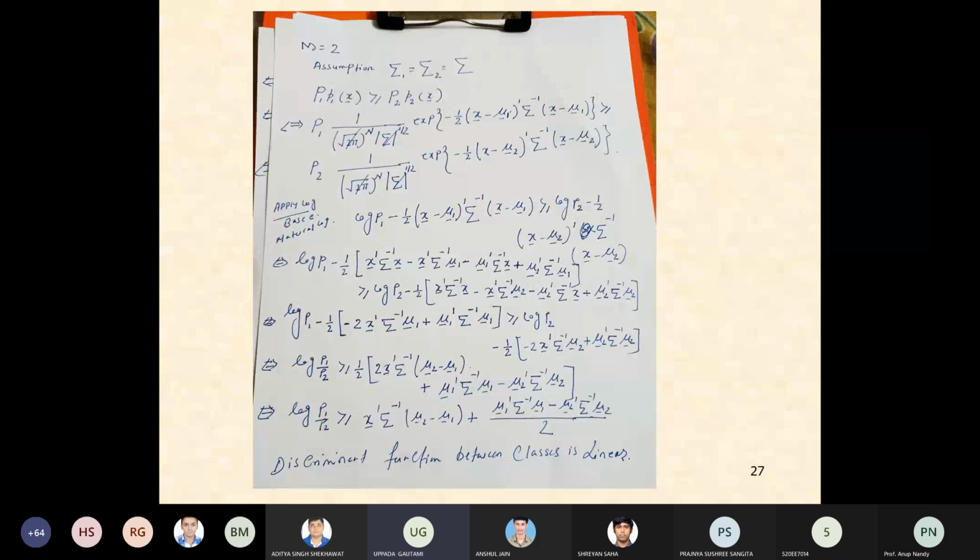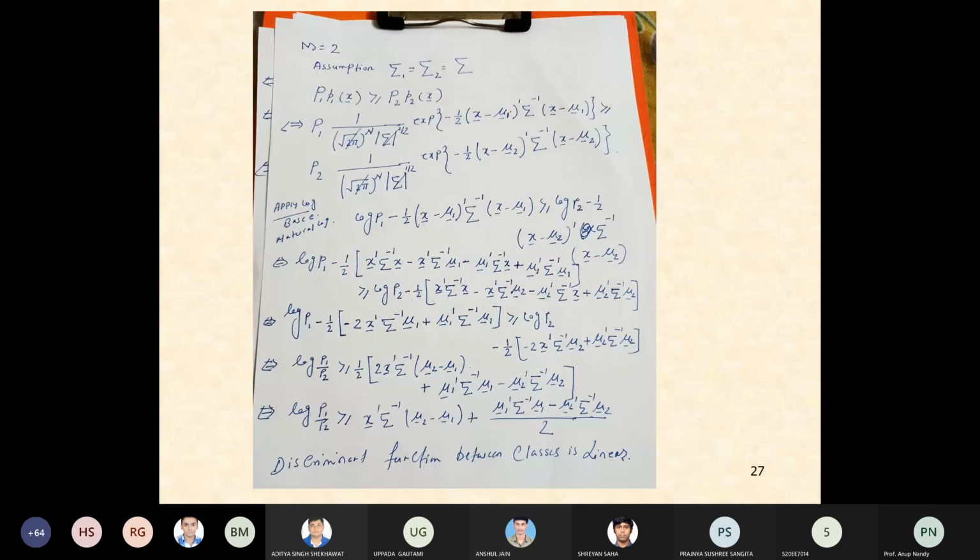log P1 minus half (x minus mu1) transpose sigma inverse (x minus mu1) is greater than or equal to log P2 minus half (x minus mu2) transpose sigma inverse (x minus mu2). Now what I'm going to do is take log P2 from the right-hand side to the left-hand side.